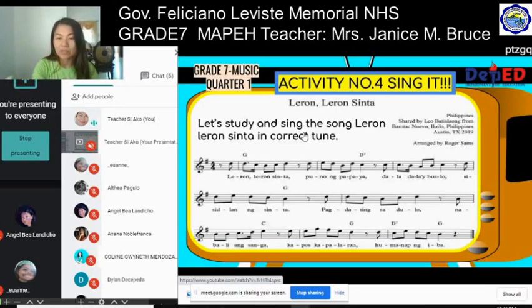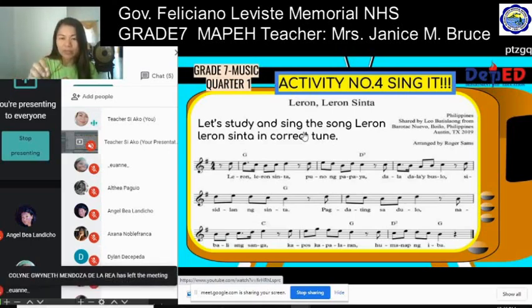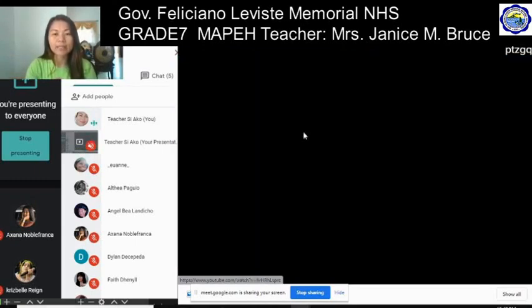So this is actually a composition already written down, but before we didn't have any songs on record of this, since people were still at the stage of learning how to write notes. So we already have one written for Leron Leron Sinta, and this was arranged by, as you can see on the right part, Roger Sams. Shared by Leo Batislaong from Barotac Nuevo, Iloilo, Philippines, Austin, Texas, 2019.